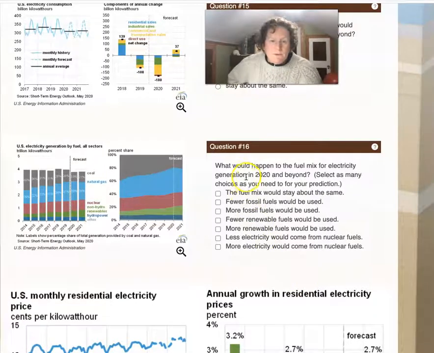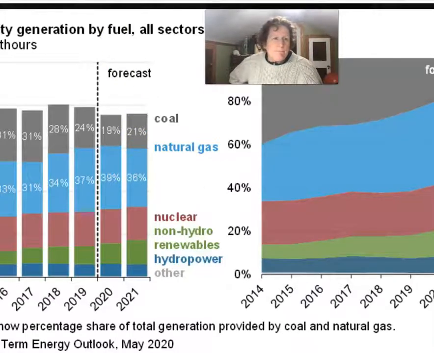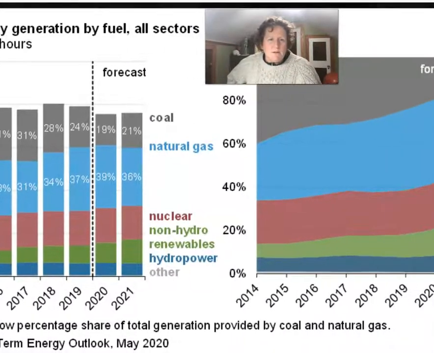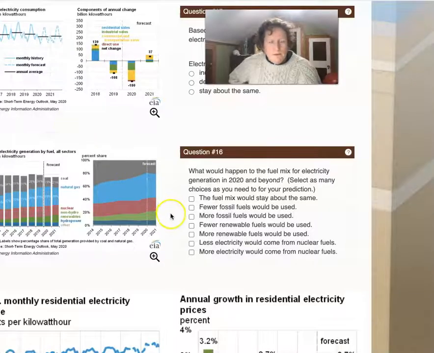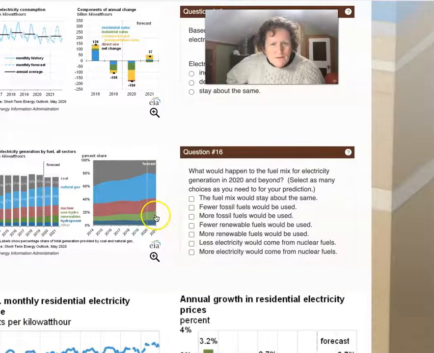What would happen to the fuel mix for electricity generation in 2020 and beyond? So let's look at the fuel mix here. It looks like for 2020 and 2021, renewables are going to come up a little bit. It looks like coal might have to come up a little bit as natural gas goes down a little bit. It looks like the total mix, though, we're definitely going to see some strength in more renewables.